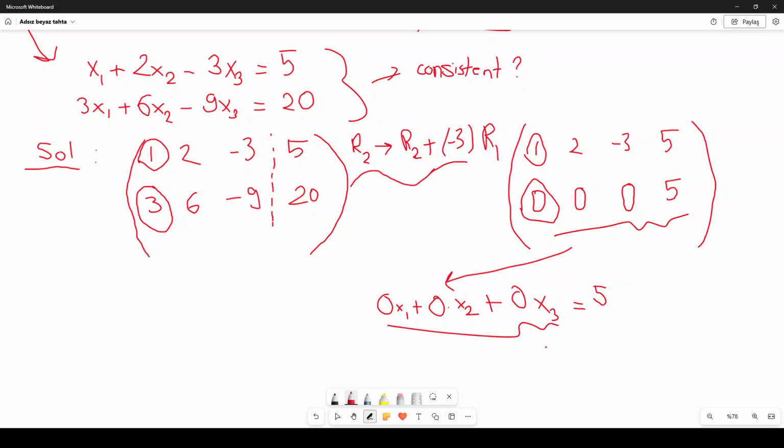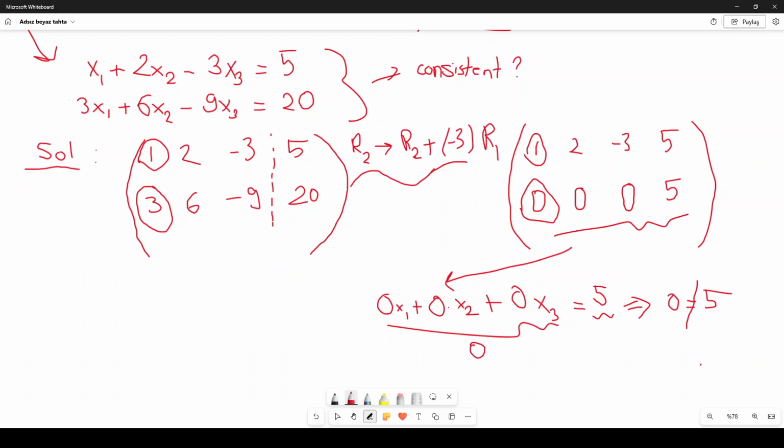You see, the left-hand side, regardless of the values of the unknown variables, is equal to 0. It doesn't matter what the values of the unknown variables are, the left-hand side would always be 0. But on the right-hand side, we have 5. So we obtained something like 0 is equal to 5, but this is not possible. Numerically, this is false. So how can we conclude? This means that we have the no solution case.